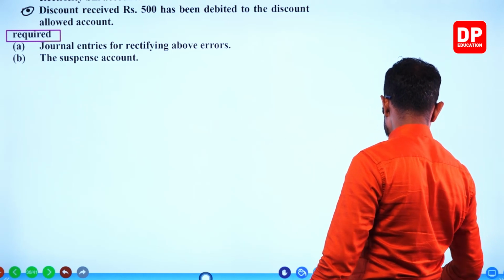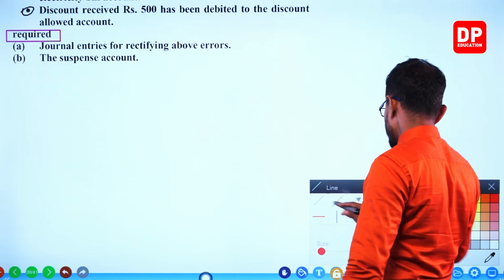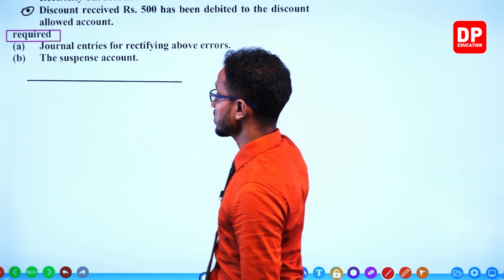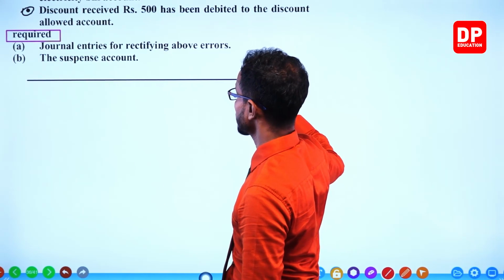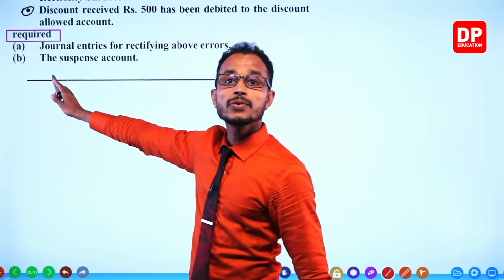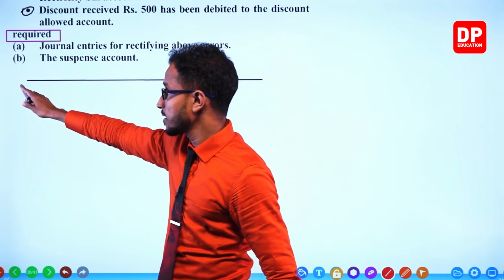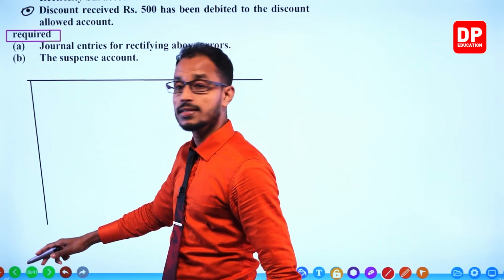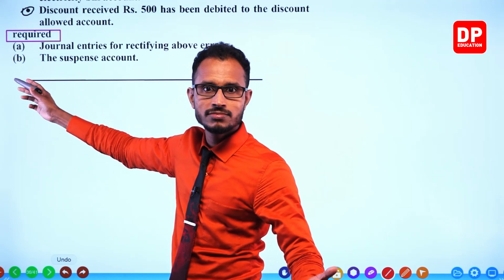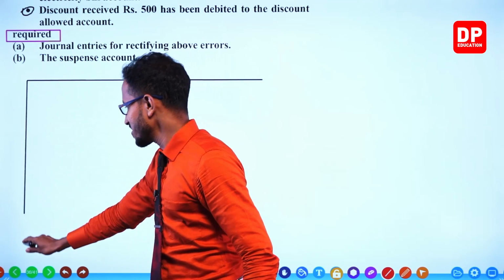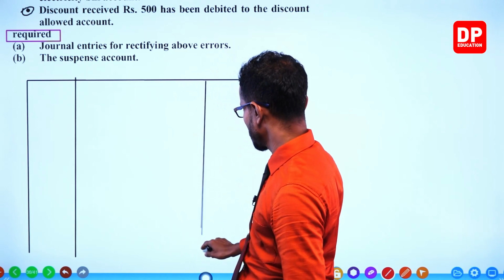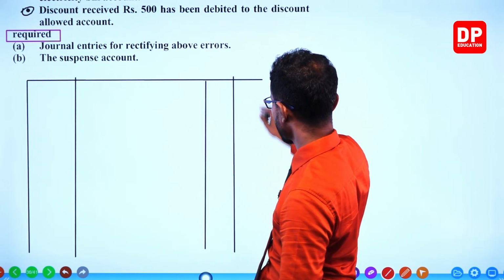Rectifying means correcting. Correcting should be done in a trial balance, right? Correcting the errors, to write the correcting entries, rectifying entries. You write the entries in a trial balance, right? No! You write the entries in a general journal. Here we go. General journal, debit and credit.